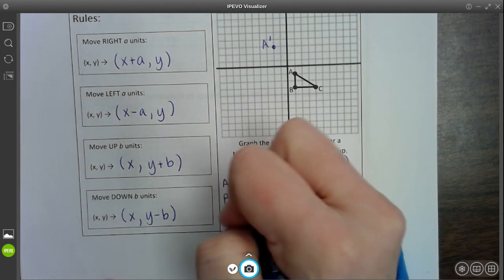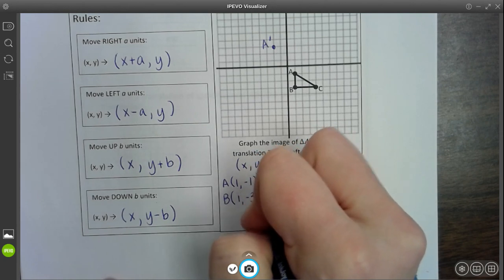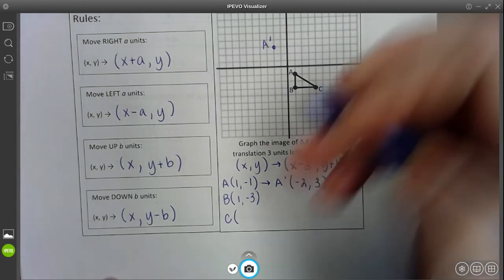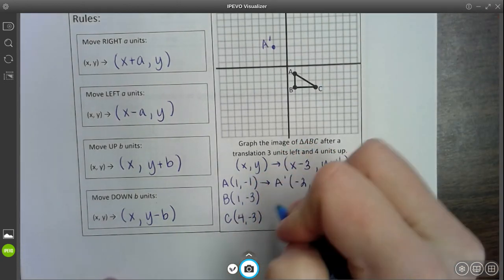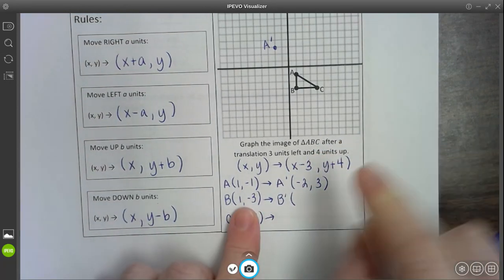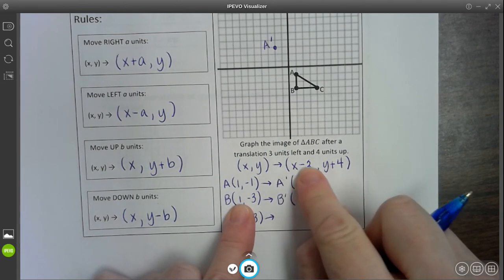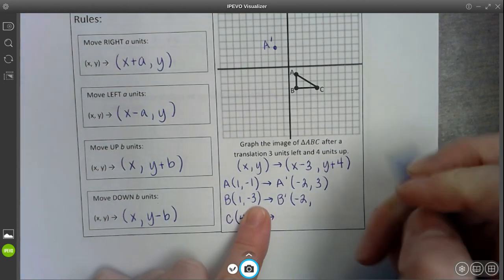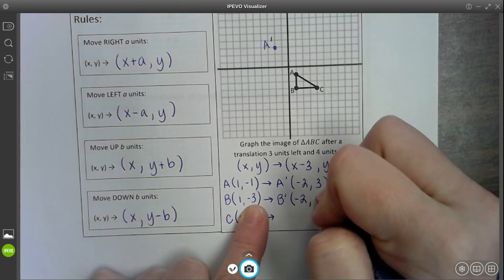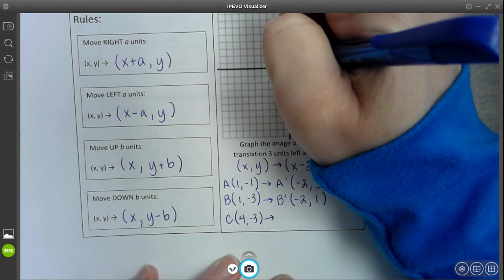All right, B, the original coordinates are at positive 1, negative 3. And then C, the original coordinates are at 4, negative 3. So to figure out where B prime is going to be, I can apply the coordinate notation. I can substitute 1 for x. 1 minus 3 is negative 2. And then negative 3, I'm going to substitute for the y. Negative 3 plus 4 is 1. So B prime should be at negative 2, positive 1.